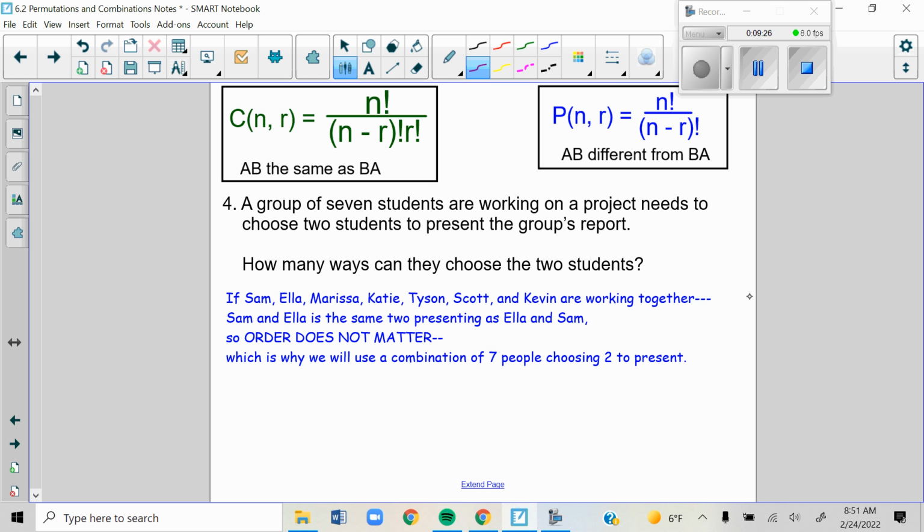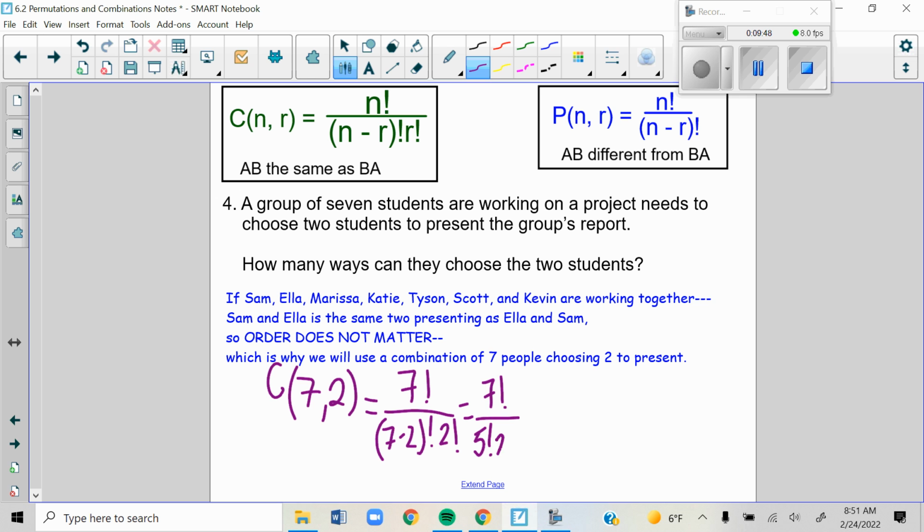All right, so I have 7 for my n and 2 for my r. 7 factorial over, now in parentheses, 7 minus 2 factorial, and then another 2 factorial. So just like my permutations ones, I can do these out by hand. This will turn into 7 factorial over 5 factorial, 2 factorial. So 7, 6, 5, 4, 3, 2, 1 over 5, 4, 3, 2, 1, and then another 2 and a 1.